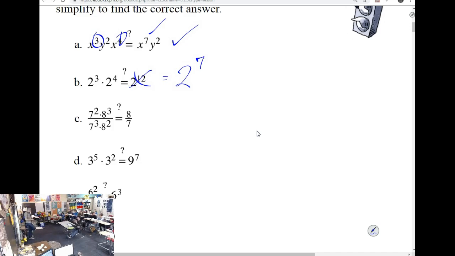Mallory, what about C? Oh. You guys said you were good. No, I'm really good. Speak up. Say more time, please. Brayden, what do you think about C? Take it a chunk at a time. The sevens. Would you end up with a 7 on the bottom?